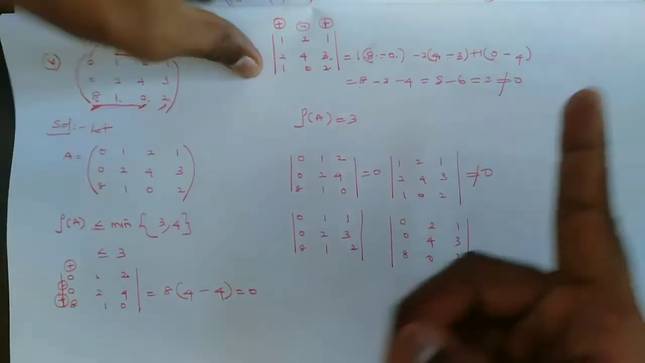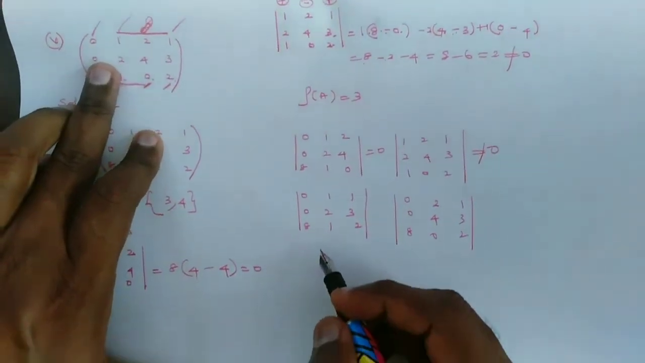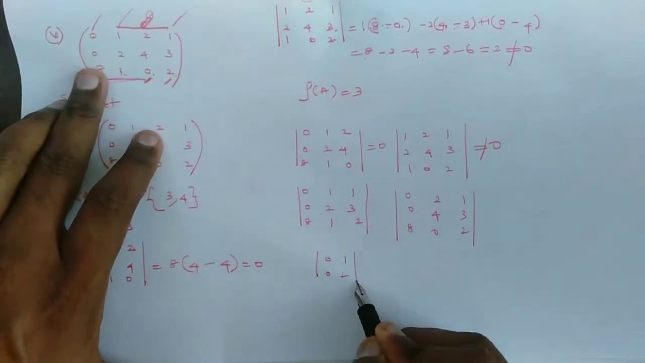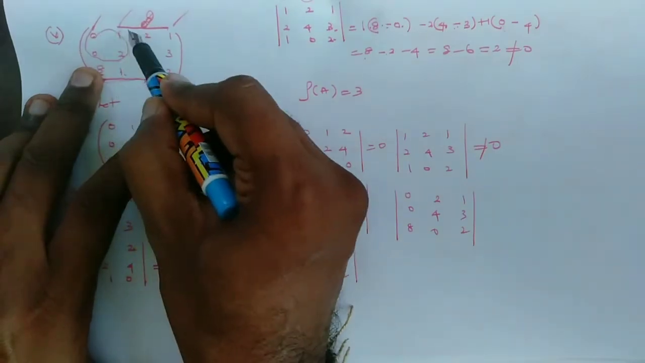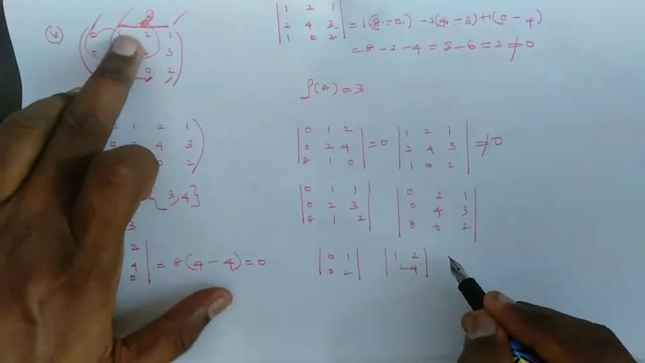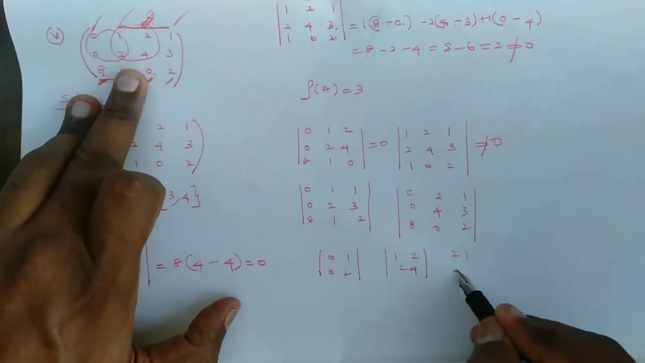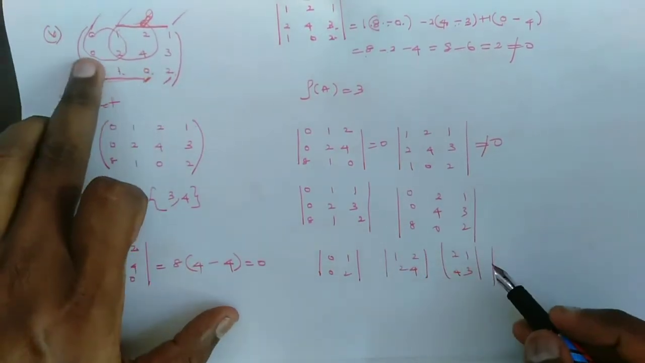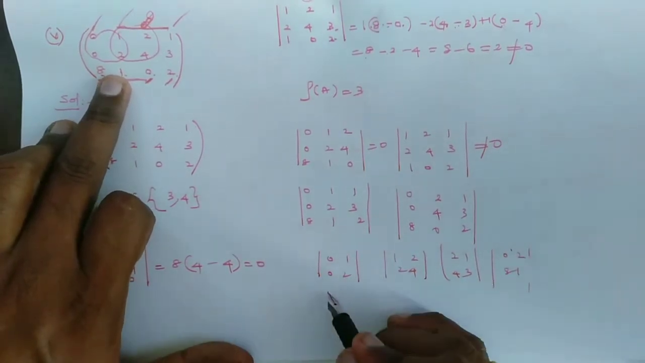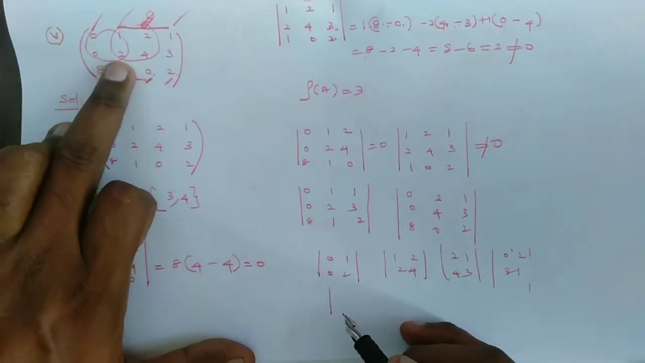For 2, I need to check the 2 cross 2 determinants. How can I check 2 cross 2? First this determinant: 0 1, 0 2. Next, this one: 1 2, 2 4. Next, this one: 2 1, 4 3. Next, 0 2, 8 1. Next, 2 4, 1 0.